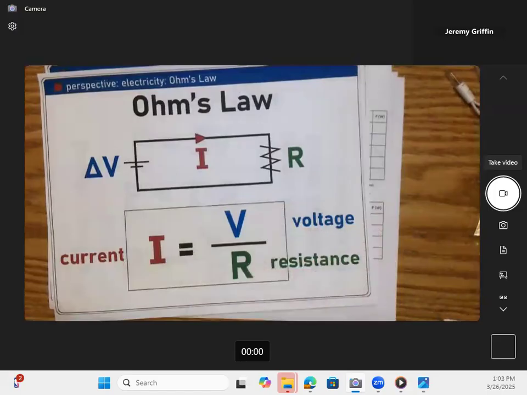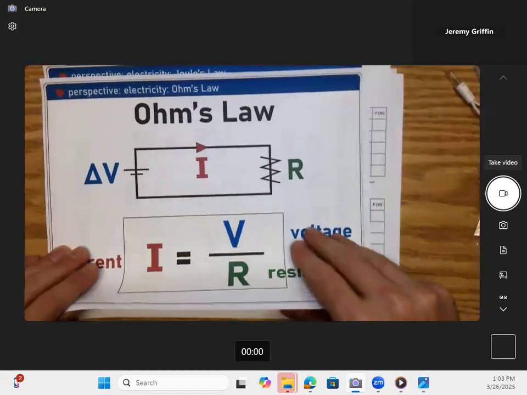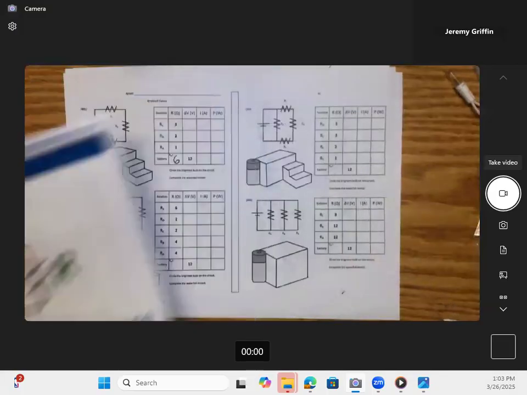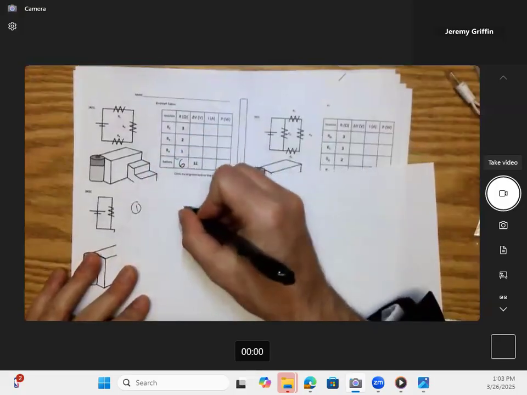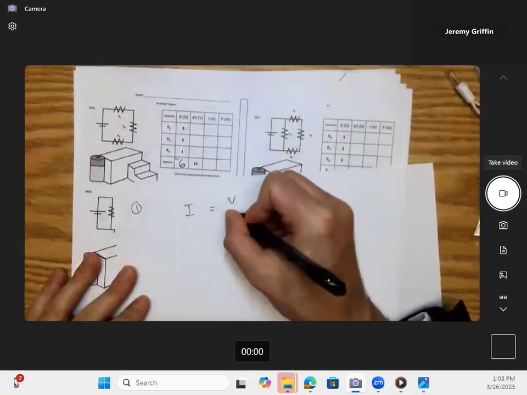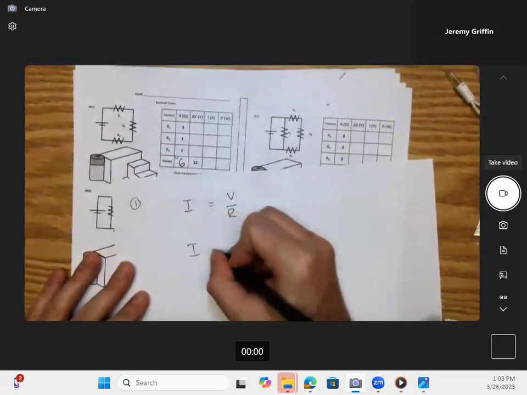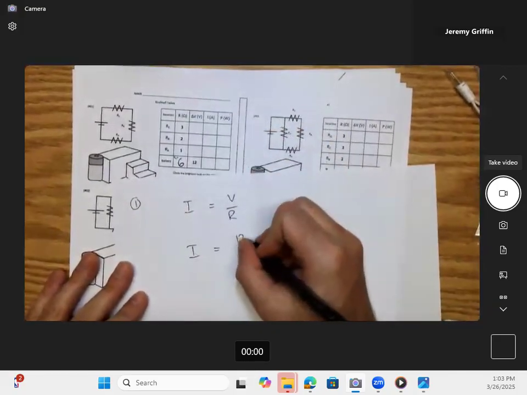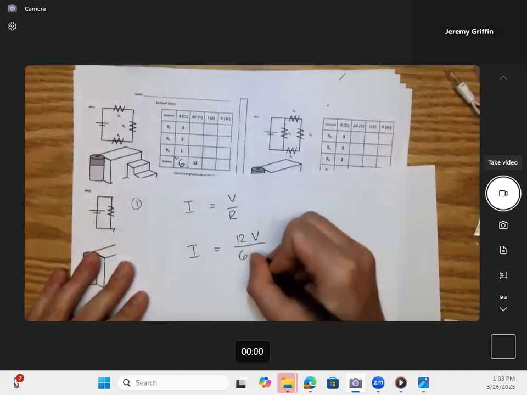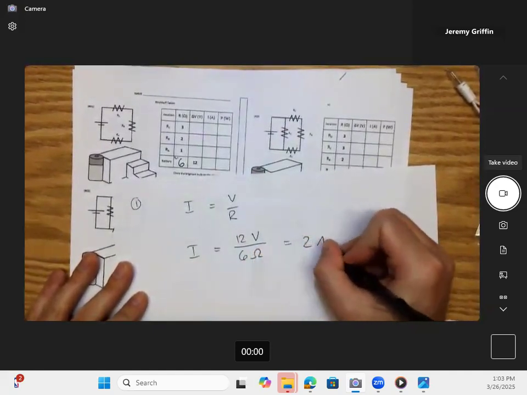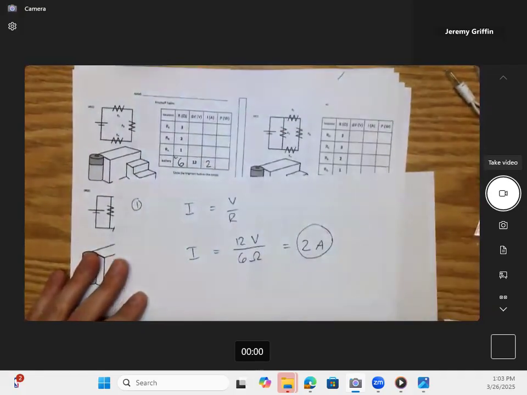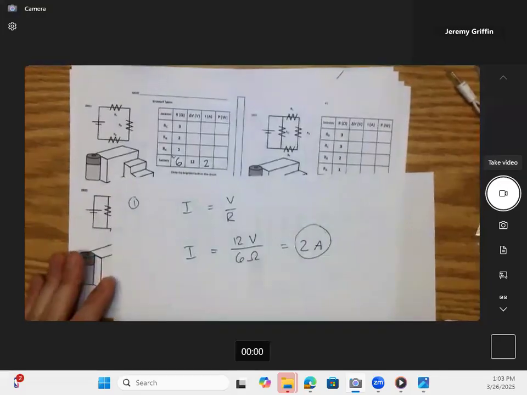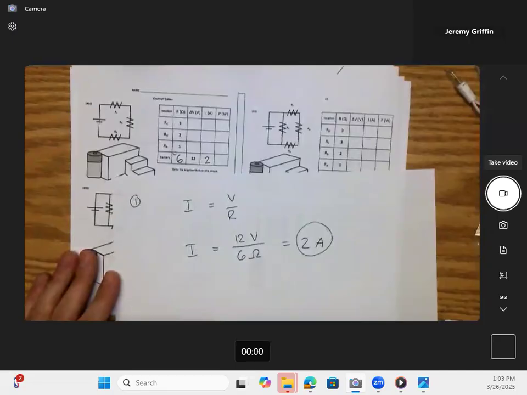Okay, you guys ready to do that? Do that here. So, number 1, current is voltage on resistance. So I got a 12-volt battery pushing against 6 ohms resistance. It gives me 2 amps. So under current in amps, I'll put 2, as in 2 amps of current. Guys good there?